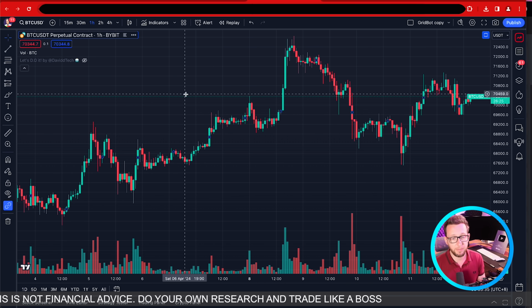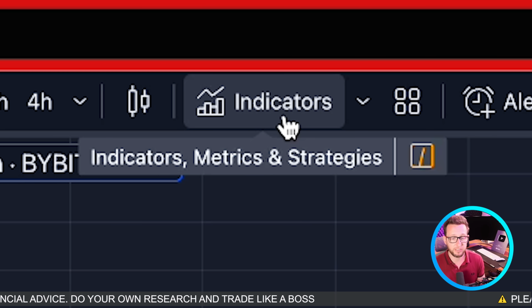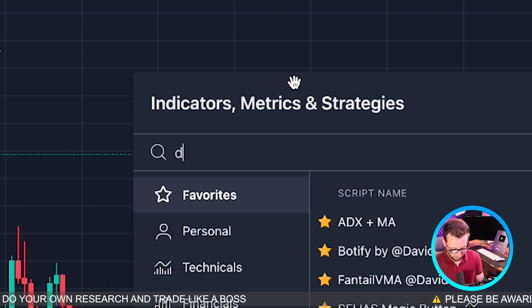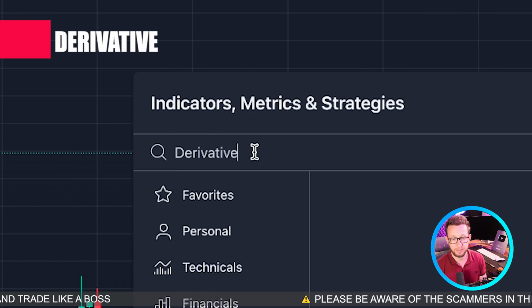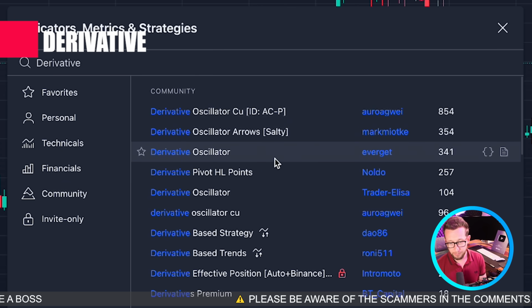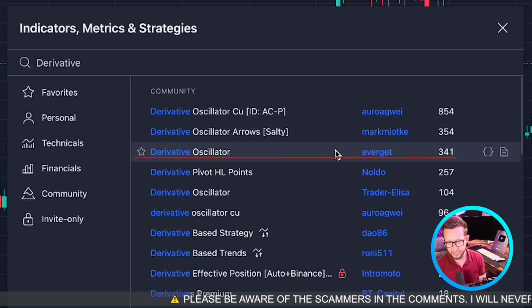Okay, so we're going to be adding the indicators today. Let's go over to the indicators up here. We're going to add the derivatives oscillator here. Now, the one that I prefer is the one by Everget just here.